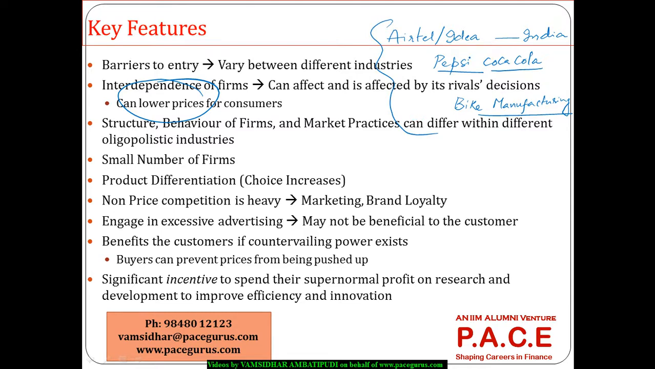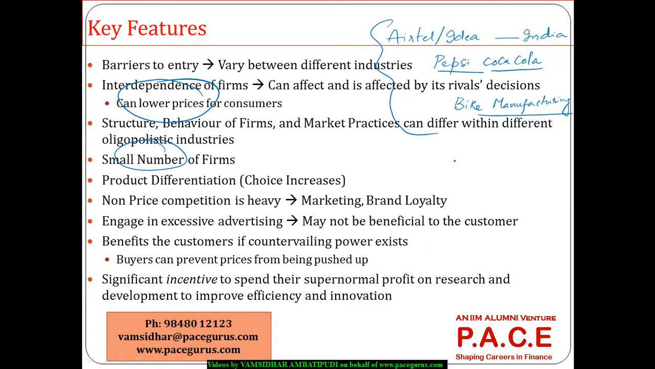But again, depending on the number of firms operating in that industry, the behavior of the firms will differ, and the market practices within each of these oligopolistic businesses can be different. But in general, we see a very small number of firms.